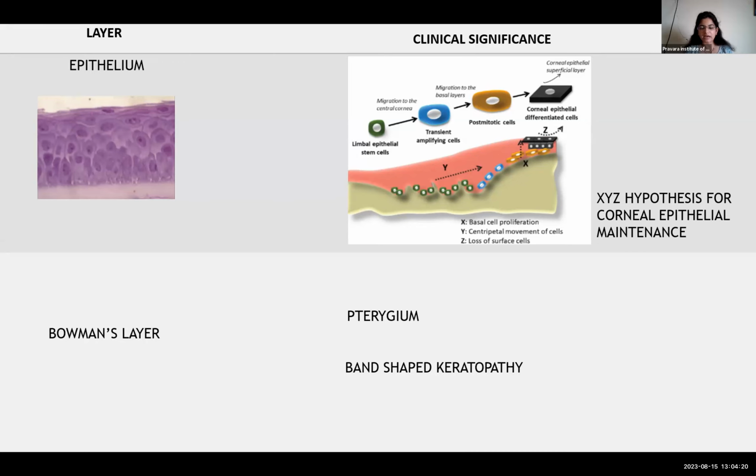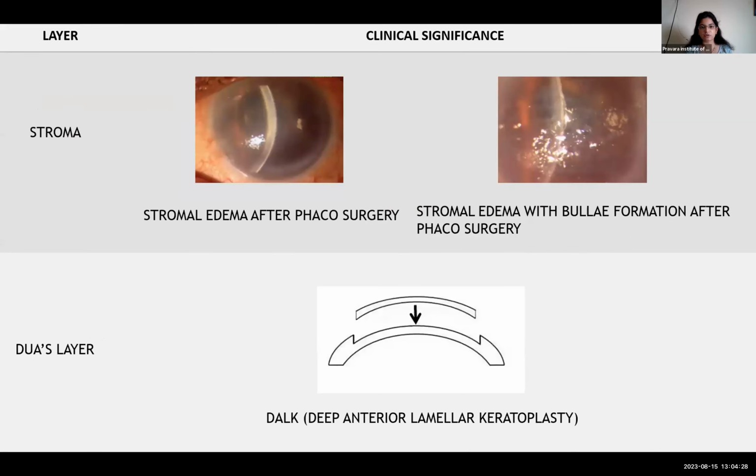So X plus Y should be equal to Z. That is, the regeneration should be equal to the loss of the cells. In pterygium and band-shaped keratopathy, Bowman's layer is involved. Now here we can see stromal edema after phacosurgery, and in the second photograph we can see bullae associated with stromal edema. Bullae is an epithelial finding.